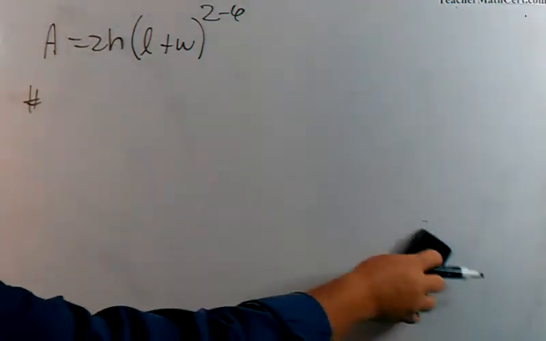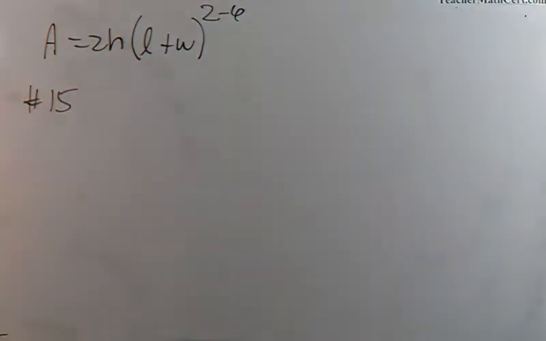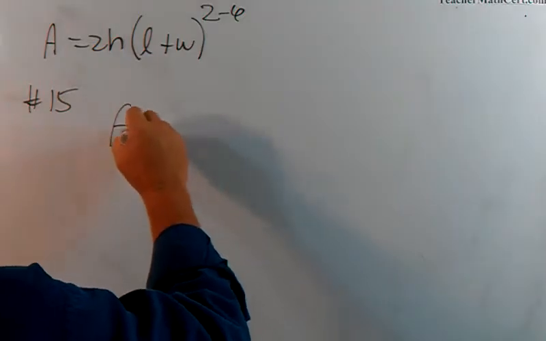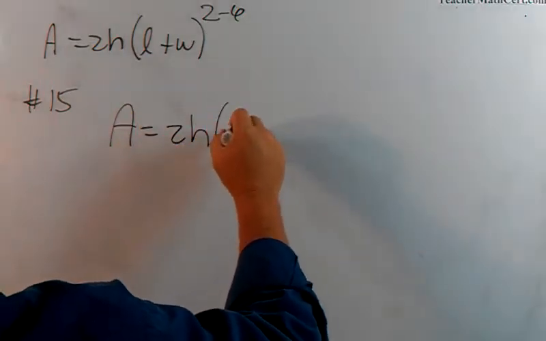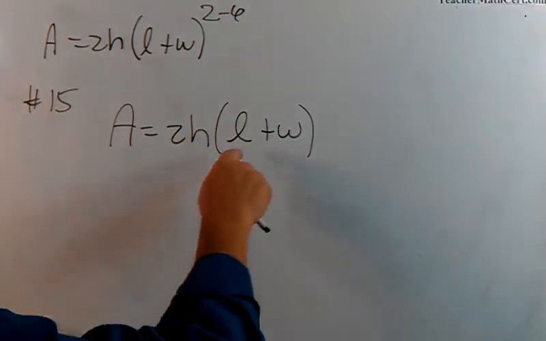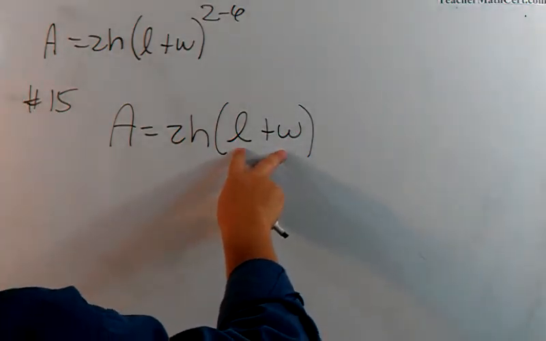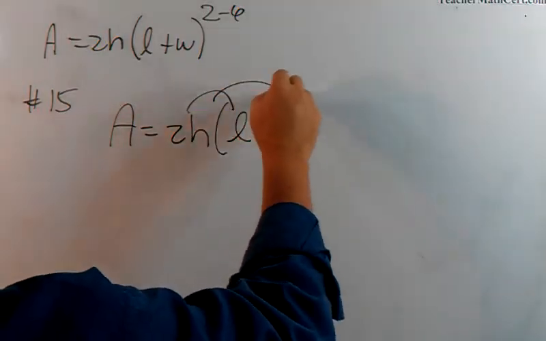Okay, number 15. Which time we got here? Number 15. Solve for L. A equals 2H times the quantity L plus W. In this instance, we can't get to the L. So what are we going to have to do? We're going to have to distribute this, right?